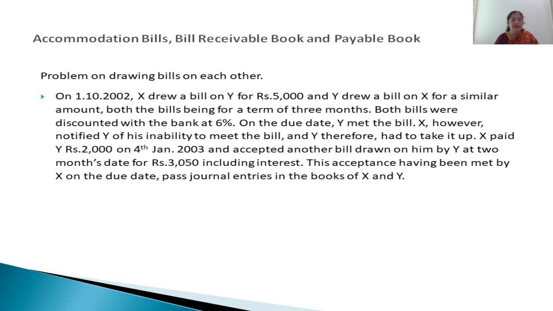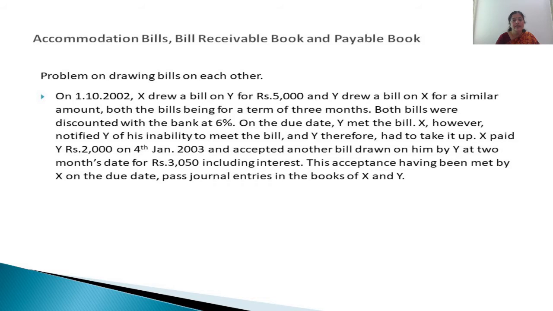Then both the bills were discounted with the bank at 6%. Then X drew the bill on Y. Y accepted the bill and gave it back to X. Then X went to his banker and discounted the bill at 6%. In the same way, Y drew the bill on X for 5,000 on the same date. X accepted the bill and Y received it, and Y discounted his bill with his banker on the same date at 6%. So here there are two problems you can understand because there are two bills.